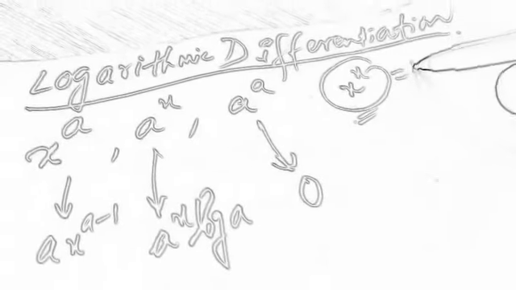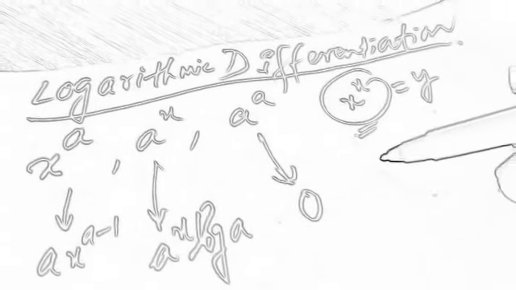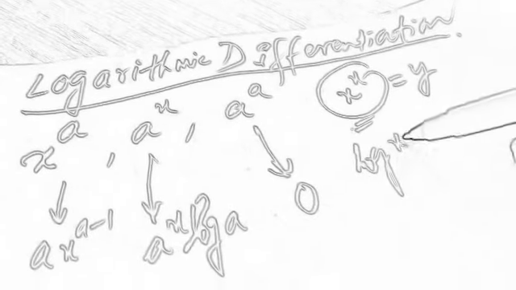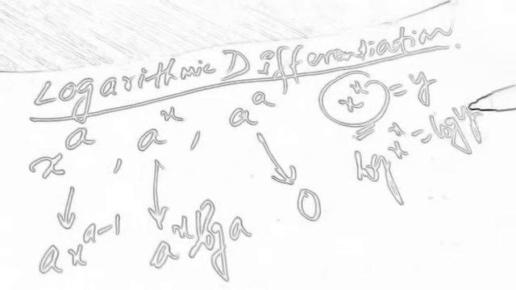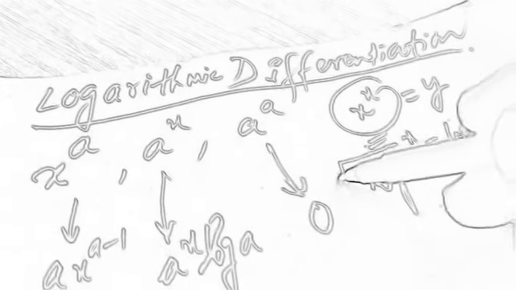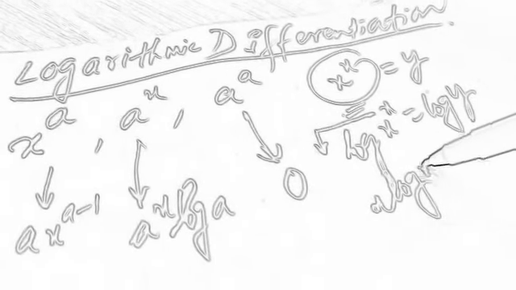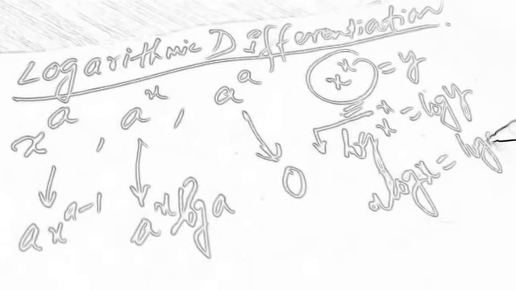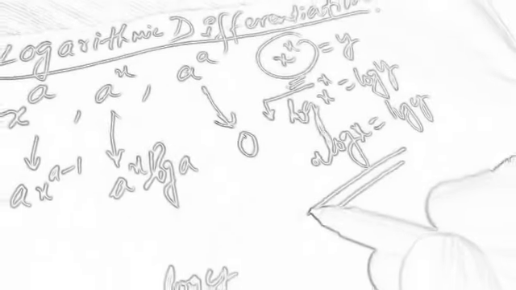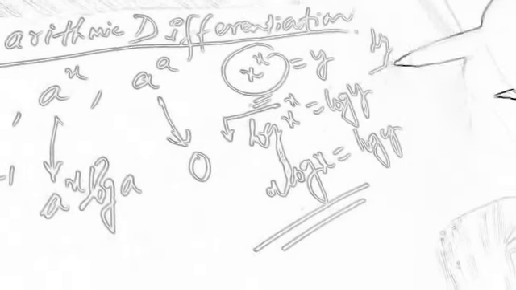So in this case we apply logarithm. Suppose it is equal to y, then if we apply log, log x to the power x is equal to log y, and then this x can be brought down, using the laws of logarithm. x log x is equal to log y, and now we are in a position to differentiate. If we differentiate this equation, we will be actually finding the derivative of y with respect to x.